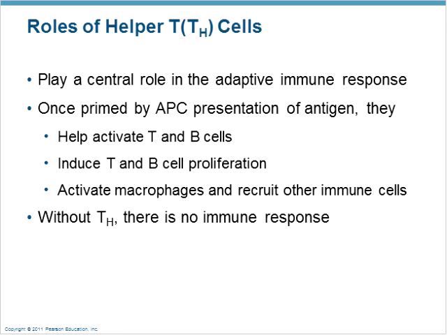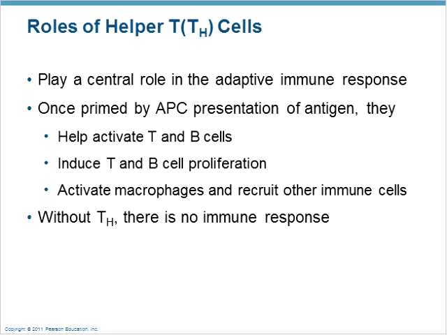The role of helper T cells: TH cells play a central role in the adaptive immune response. Once primed by an APC presentation of an antigen, they help activate T and B cells. They induce T and B cell proliferation. They activate macrophages and recruit other immune cells. And without T helper cells, there's really no immune response.